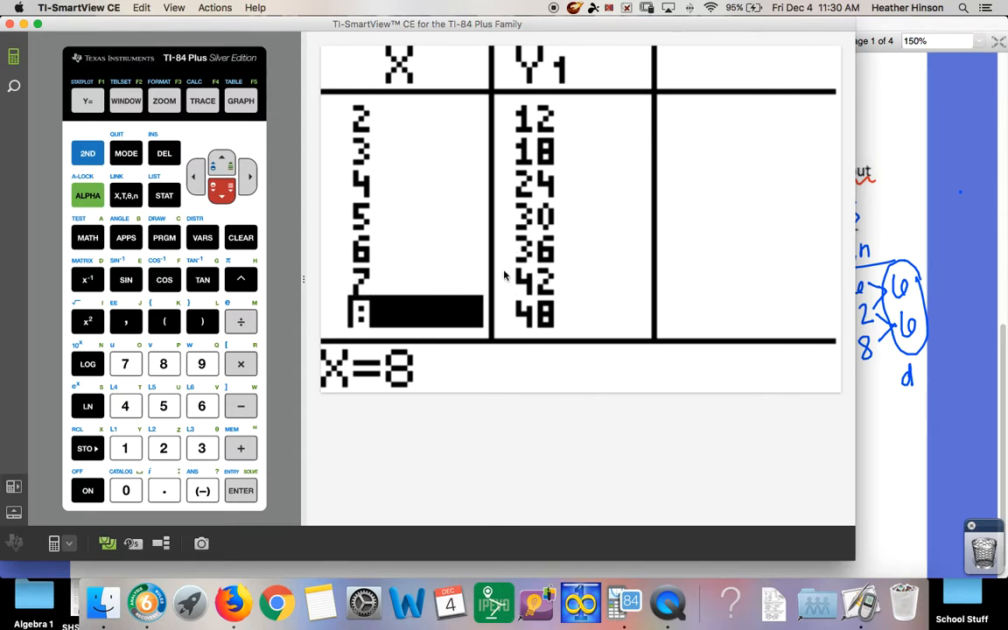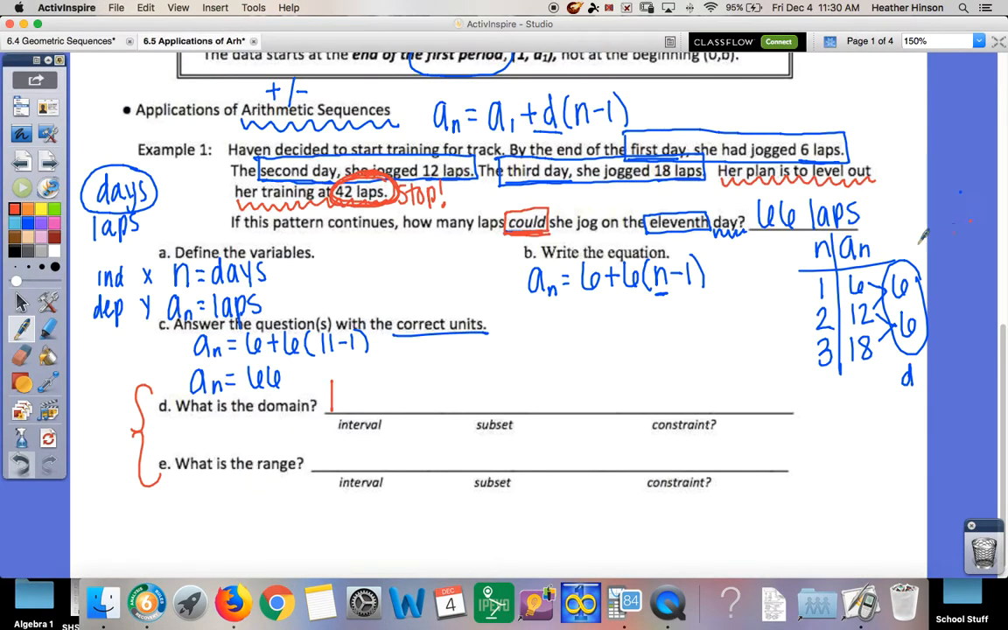So that's the highest we want to go. We don't actually want to go to day 11 because she wants to stop when she hits 42. So we're going to stop at 7. This is domain. So in this case, domain is going to be n. And then these are going to be less than or equal to.